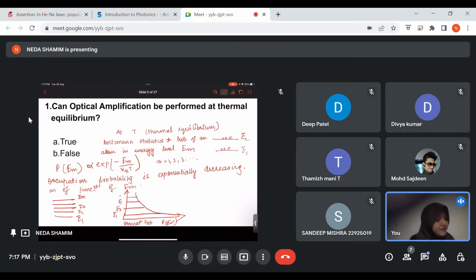Now for energy states E2 and E1, what will happen? The ratio N2 by N1 is proportional to the exponential of minus (E2 minus E1) by kBT. So at T equal to 0 Kelvin, what is going to happen? At lower temperature, all the atoms will remain in the low energy state. All the atoms will stay in the lowest energy state.